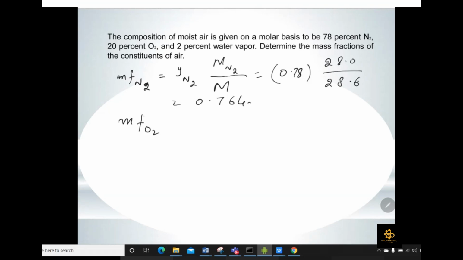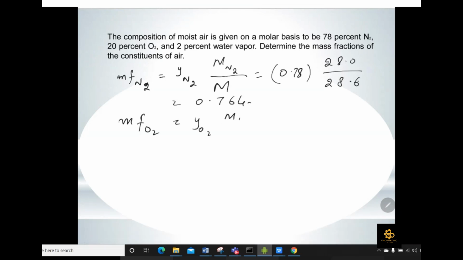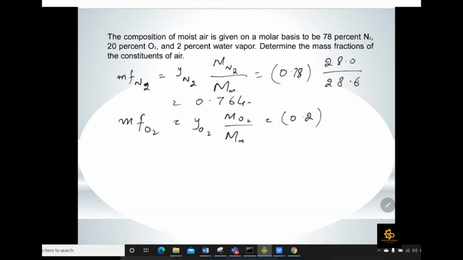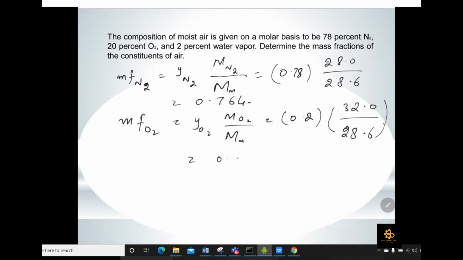We have to apply a similar thing for the second component, which is the mass fraction of O2. We can say Y O2 times the molar mass of O2 over the molar mass of the mixture. You can just remember this one. For this, Y O2 is 0.2, the molar mass of O2 is 32.0, and the molar mass of the mixture is 28.6. From here we can solve and say it will be equal to 0.224.